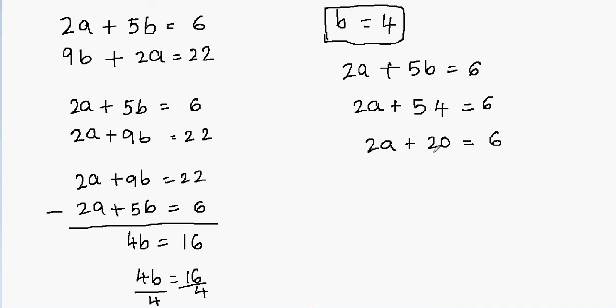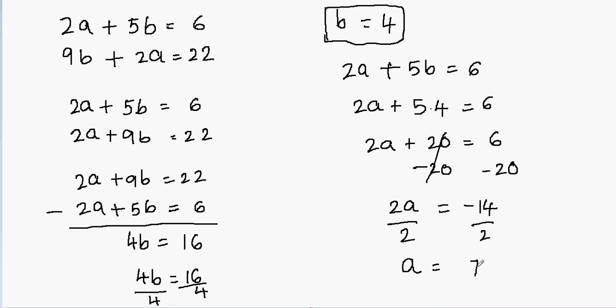To solve this for a, I have to get rid of 20 from the left-hand side. So I'll subtract 20 on both sides. Here you get 2a, because positive 20 and negative 20 cancel out each other. On the right-hand side, 6 minus 20 will give you negative 14. Now I want a by itself, so I will divide both sides of the equation by 2. So I will have a on the left side, and on the right-hand side, 14 divided by 2 will be 7, and I have the negative sign in front of 14, so negative 14 divided by 2 will be negative 7. So the value of a is negative 7.